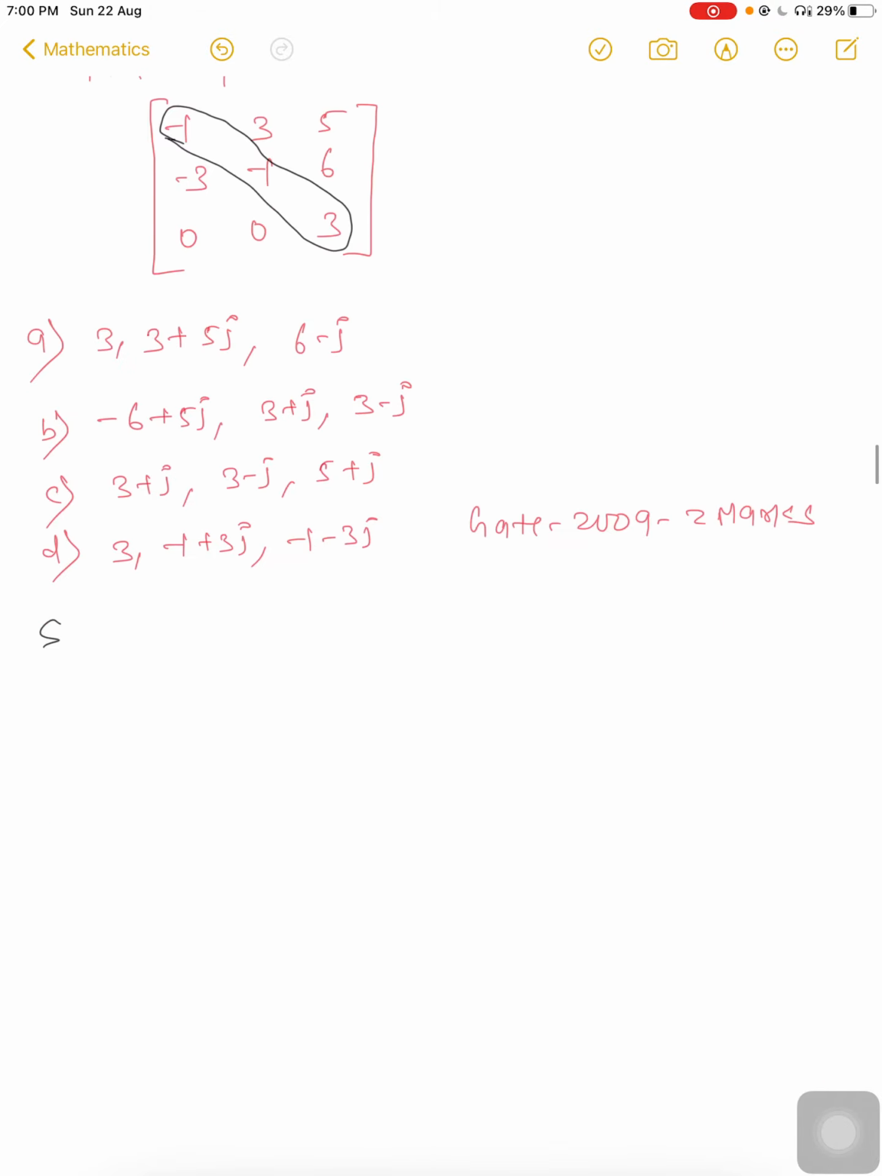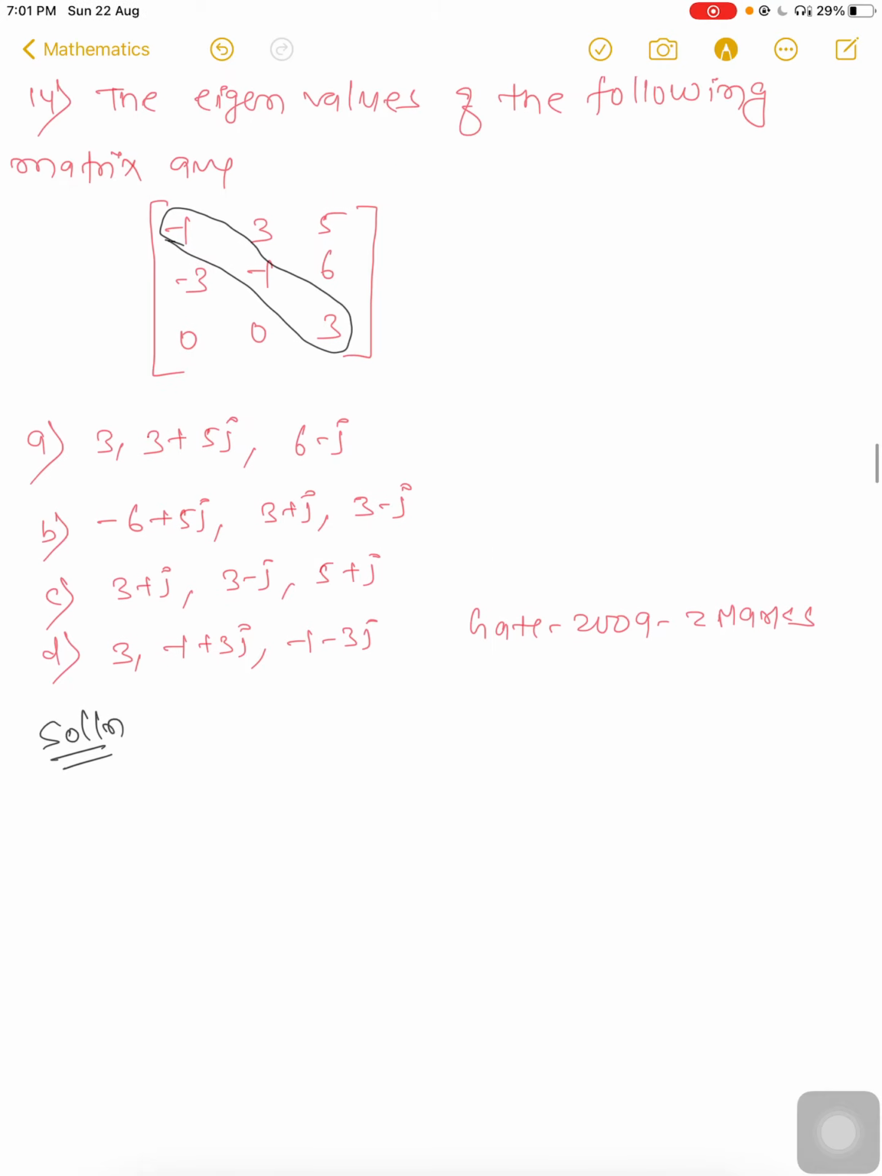Solution. Okay, we already discussed this. From here, check it: the sum of the diagonal elements is 1. Now check which option is the right answer, because from here you will get the answer. Check the sum of all the eigenvalues in each option, where the 1 is coming.